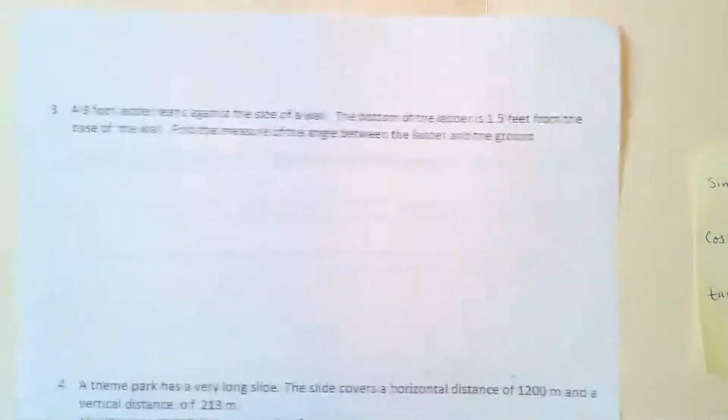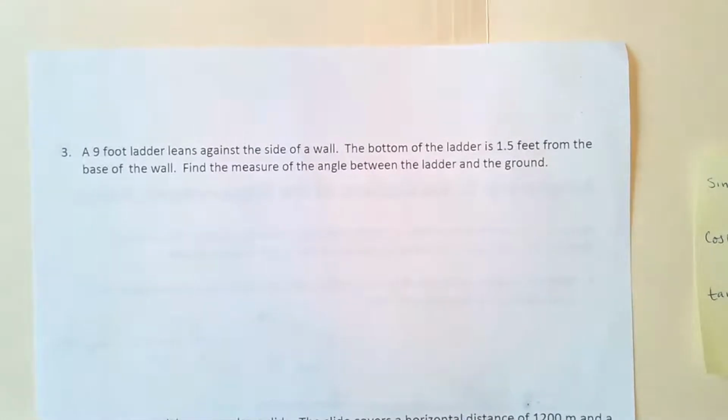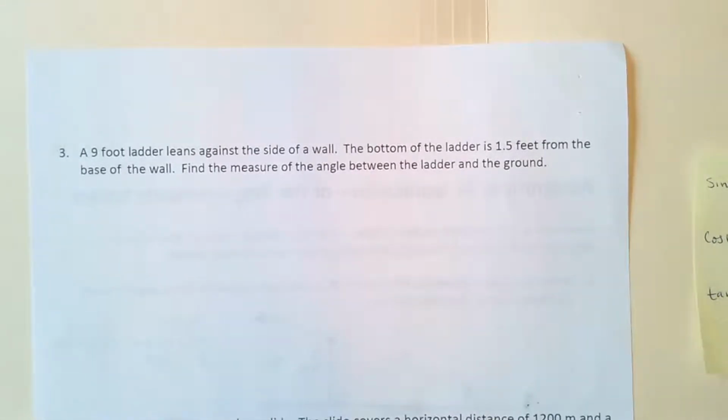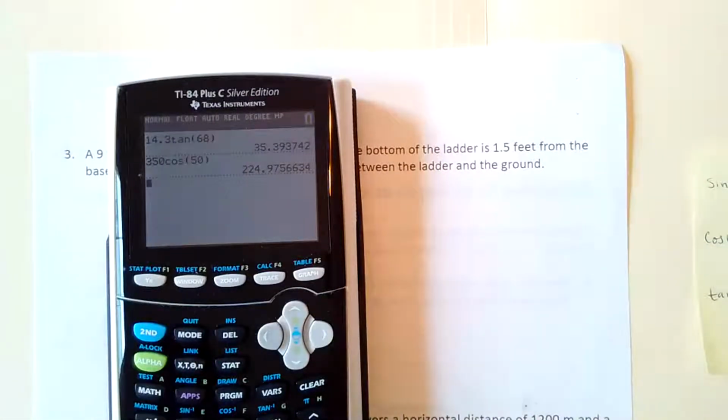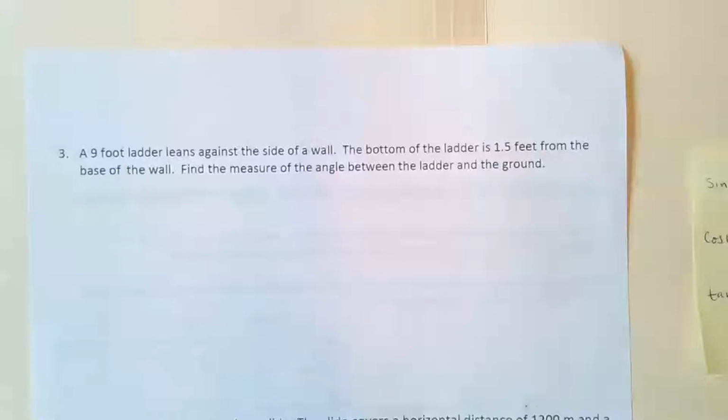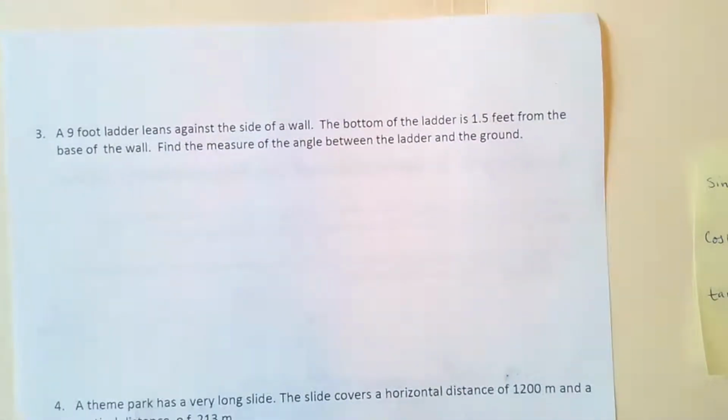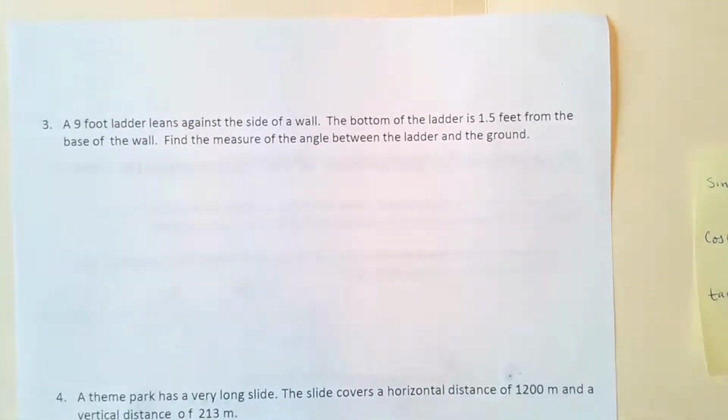And this is a typical question you would get, where a 9-foot ladder leans against the side of a wall, and the bottom of the ladder is 1.5 meters from the base of the wall. Find the measure of the angle between the ladder and the ground. So whenever you're asked to find the angle, you will use your inverse button or your second button. I'll use the second button to find my angle. So I'll show you that. So let's make an illustration of the question.